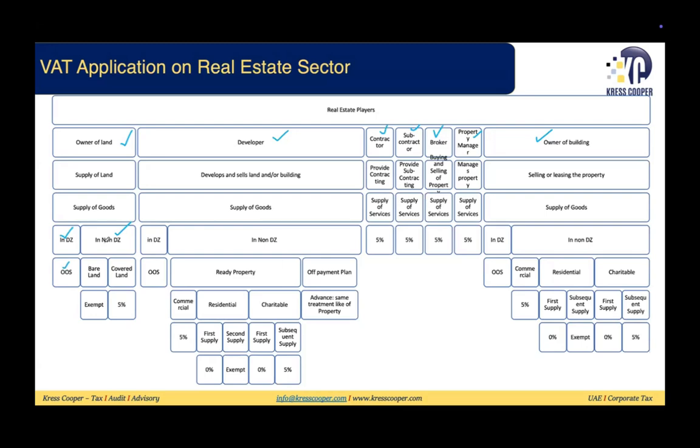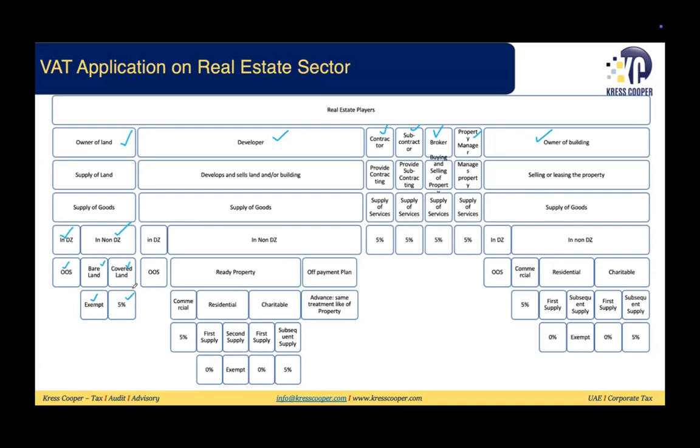If the plot of land is in the free zone or on the mainland, you need to check: is this a bare land or a covered land? If it is a bare land, it will be exempt. If it is a covered land, it will be straightforwardly subject to tax. So if you have any plot of land, first of all, you need to look at where this plot of land is exactly located. Then you need to look at whether this is a bare land or a covered land. If this is a bare land, exempt. If this is a covered land, it will be subject to tax at 5%.